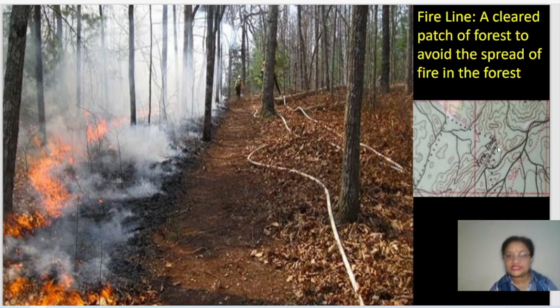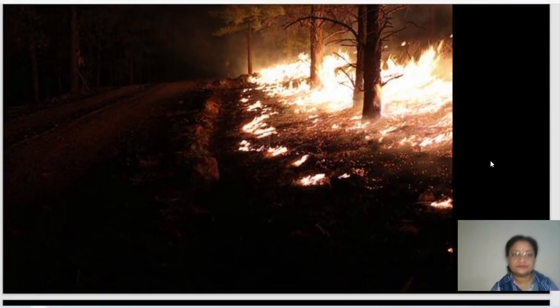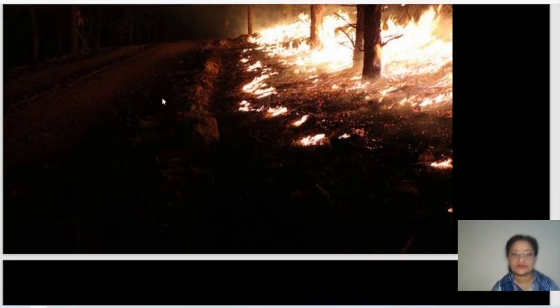And in the topo sheets you will find this type of symbol shown. This symbol is called a fire line. Here you can see the use of it. There is a narrow patch of land which keeps the fire on one side. It doesn't allow the fire to spread to the other side of it.